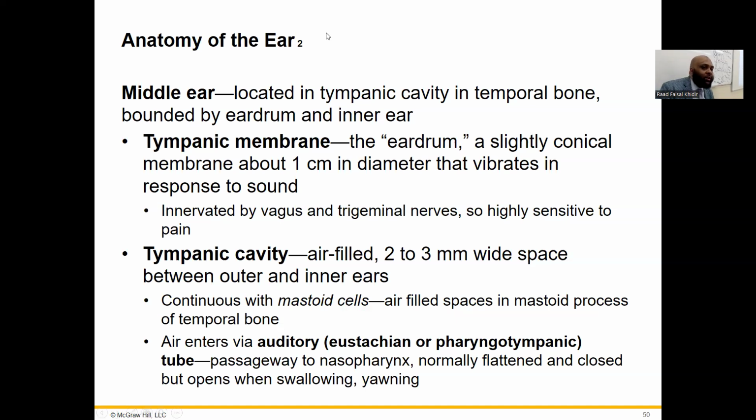And the middle ear is located in the tympanic cavity in the temporal bone, and it is bounded by the eardrum and the inner ear. There is a tympanic membrane and the tympanic cavity. The tympanic membrane is known as the eardrum. So sometimes we refer to anatomical landmarks with colloquial terms. Remember, the kneecap. What was the kneecap? That's your patella. That was your patella bone.